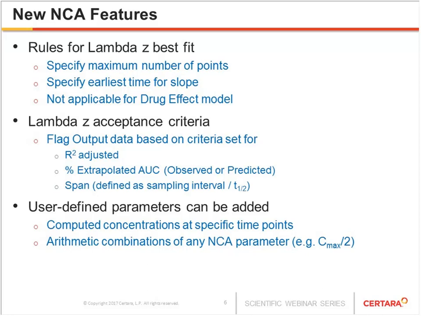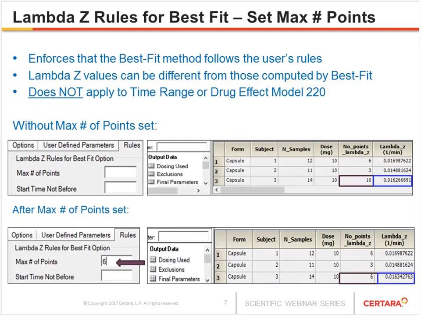We can also add user-defined parameters now with computed concentrations at specific time points. So if you want to get the concentration at 8.5 hours and samples were only taken at 8 hours and 9 hours in your study, you can use interpolation to calculate those, and they're provided in your output. And then you can do arithmetic combinations of any other NCA parameters, and you can also use any carry-along variables or dose variables or tau variables in these calculations as well. So I'll show you a couple slides of how these work, and then I'll show you the software and how you can actually do it.